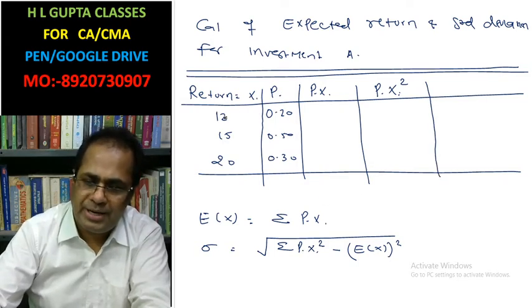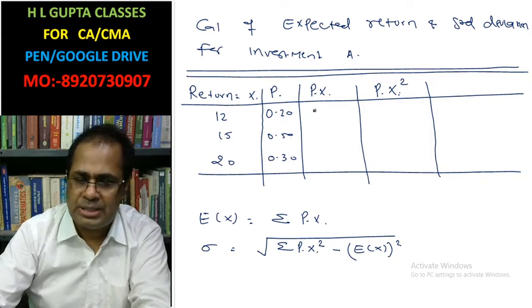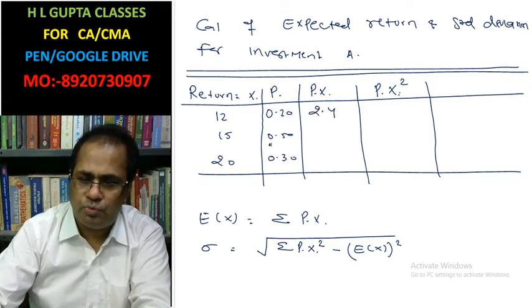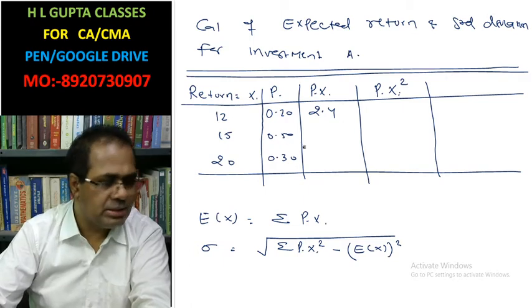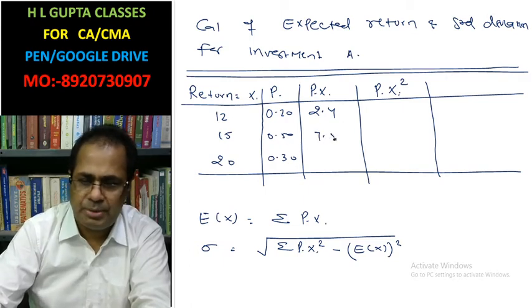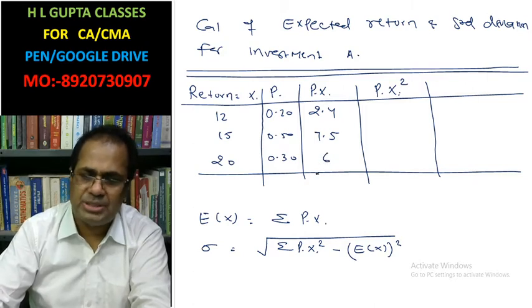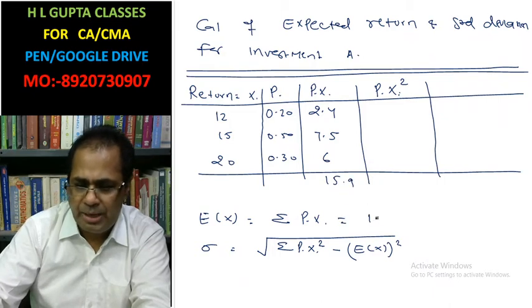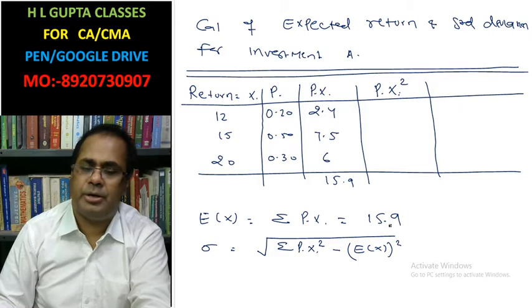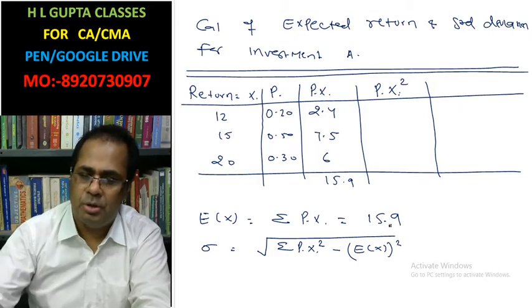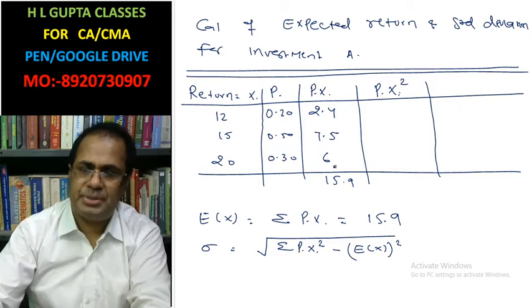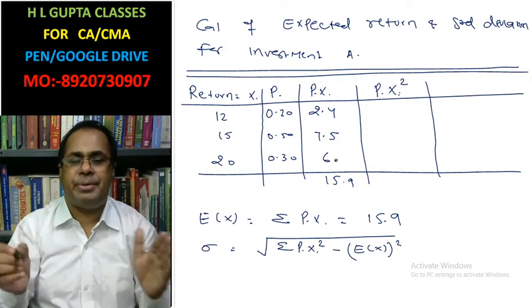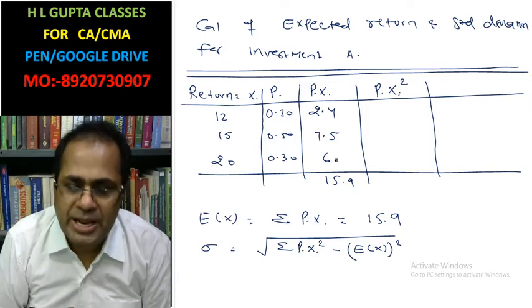Now you have to multiply 12 into 0.2, that is 2.4, 15 into 0.5 is 7.5, and 20 into 0.3 is 6. Now the summation of this is 15.9. So the expected return we have calculated is 15.9. Sum of these all is said to be the expected return. Expected return means average return. This is your average return.